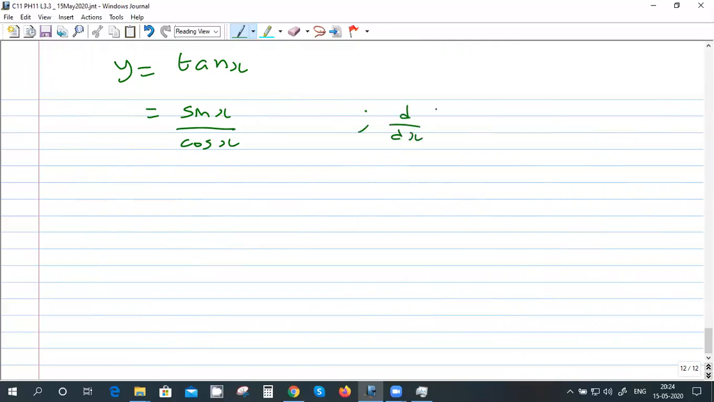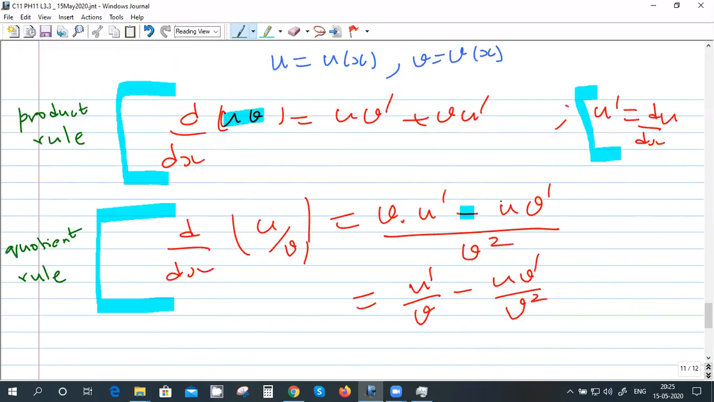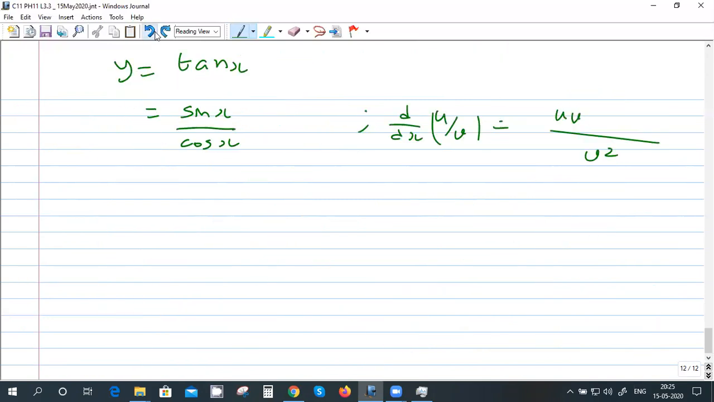d by dx of v by u or u by v? u by v. d by dx of u by v is (v u dash minus u v dash) by v square. Okay, so use this result to get this dy by dx. Do it quickly. u is sin x, v is cos x.